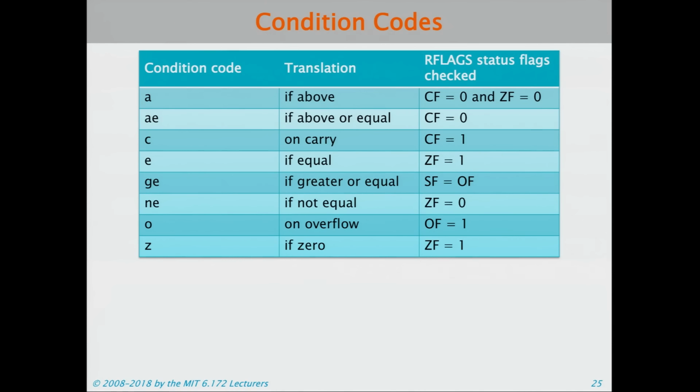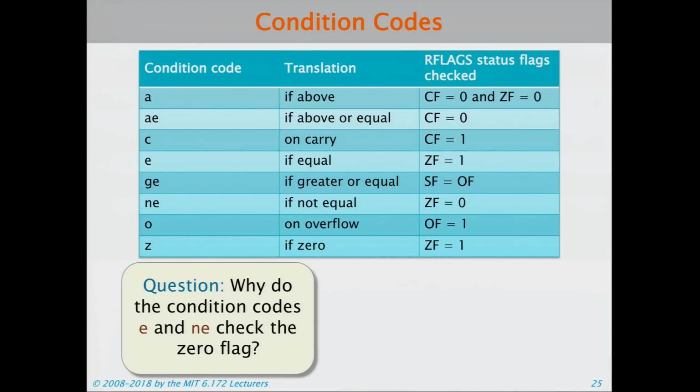The condition codes are as follows. If you put one of these condition codes on your conditional jump or whatever, this tells you exactly which flag is being checked. The easy ones are if it's equal, but there are some other ones there. So, for example, why do the condition codes E and NE check the zero flag? Okay.